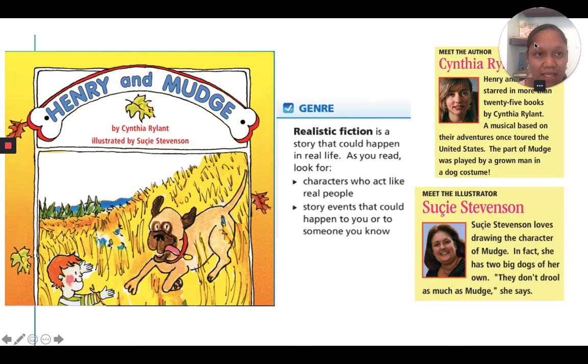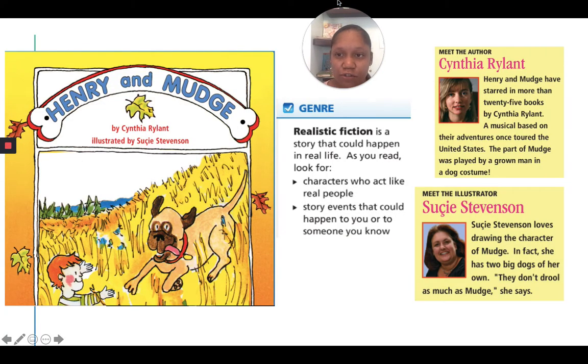Okay, let's take a peek at our story again, Henry and Mudge. Remember the genre is realistic fiction, right? Which means it could happen in real life. There could be a dog named Mudge. There could be a boy named Henry who owns that dog. And there could be a boy that has a family without any brothers and sisters and has a dog named Mudge. So this story could really happen.